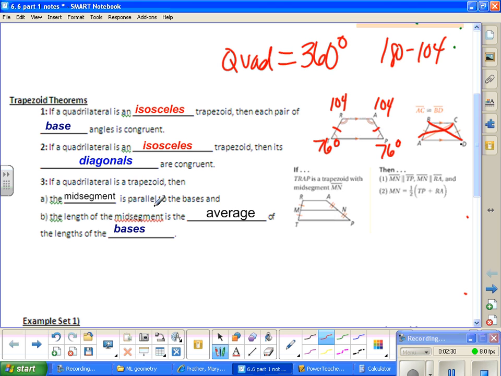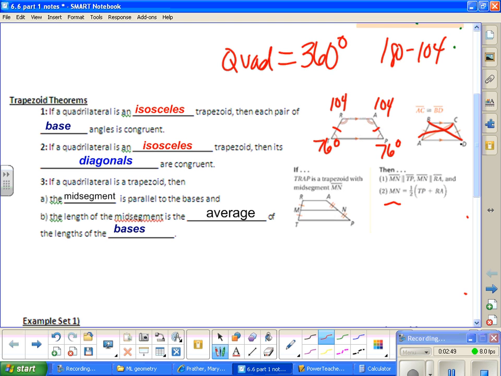Number 3, if a quadrilateral is a trapezoid, then the mid-segment is parallel to the bases. So here we have a trapezoid and we have the mid-segment. It's cutting the trapezoid in half. It's parallel to the two bases. And the length of the mid-segment is the average of the lengths of the bases.